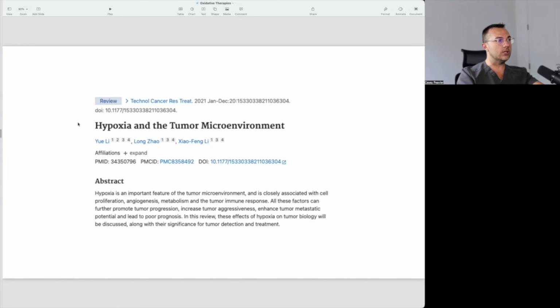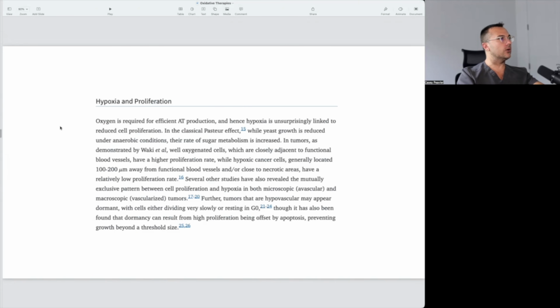In this review, these effects of hypoxia on tumor biology will be discussed along with their significance for tumor detection and treatment. So I wanted to pull out the parts of this paper that were relevant to us looking at how this actually is set up.